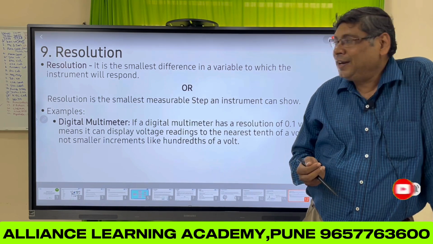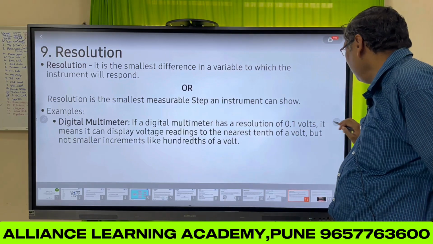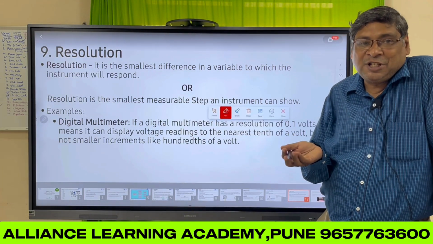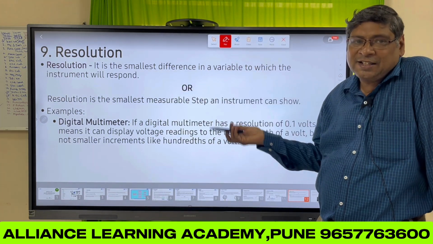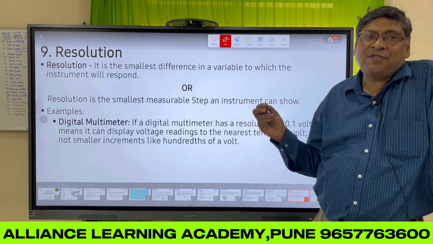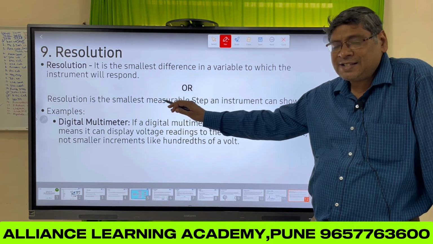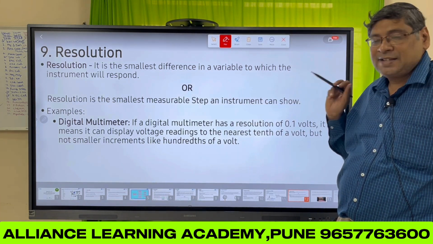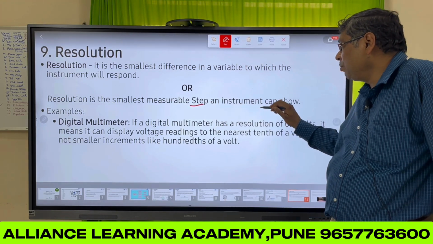So today, our ninth instrumentation parameter is resolution. What we are going to understand here is, what does resolution mean? By definition, resolution is the smallest difference in a variable to which the instrument will respond. It means resolution is the smallest measurable step an instrument can show.